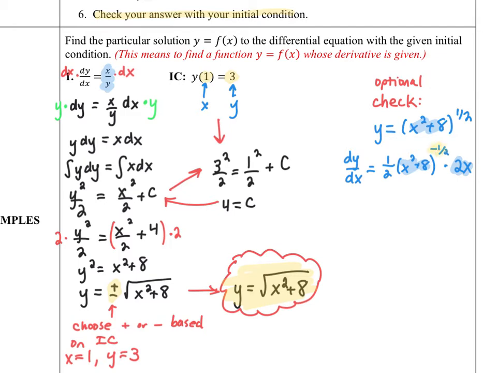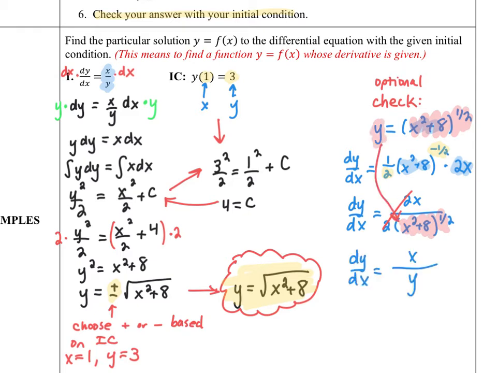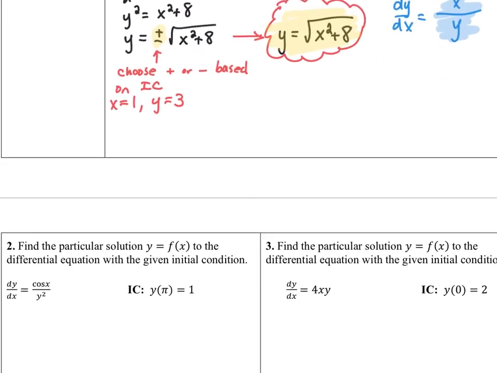So the negative 1/2 means I can take that x squared plus 8 and write it in the denominator with the 2. Let's simplify a little more by canceling out those 2's. And what I have here, the x squared plus 8 to the 1/2 power, is exactly how y was defined, which means I can replace that with a y. And after I simplify it, I get dy dx equals x over y, and that's exactly what I started with, which tells me my answer looks good. Let's go ahead and take a look at another one.